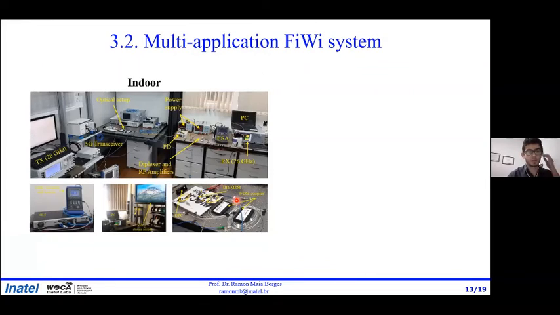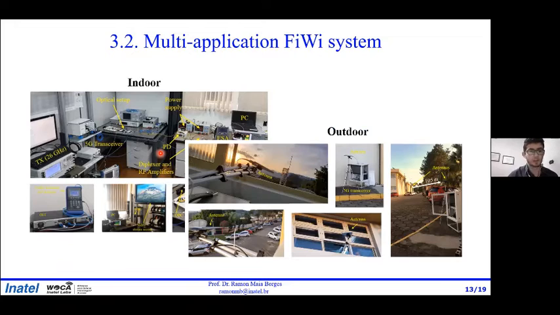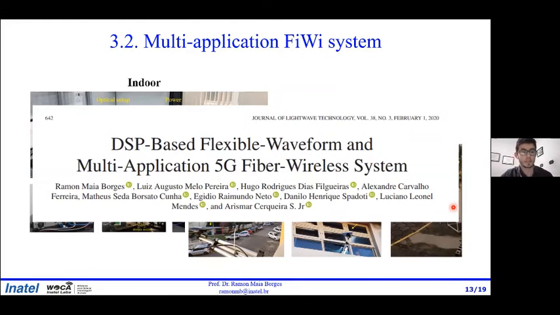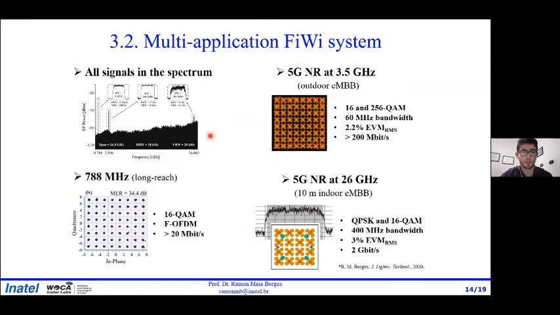Here some photographs of this implementation. Here the indoor environment with the optical setup. And here the outdoor environment. The antenna, the line of sight. Here the 5G transceiver from Inatel. More details can be found in such publication in the Journal of Lightwave Technology with this title. Some of the part of the results.